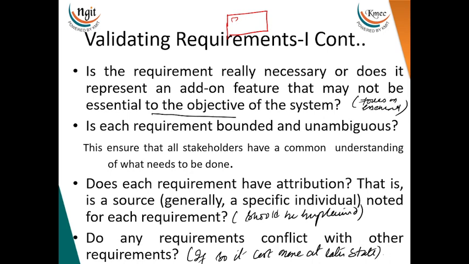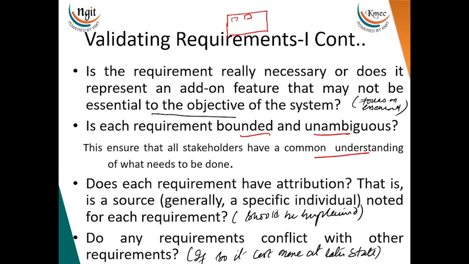So each requirement should be focused on the essential. Each module or each tab which is specified here should have an essential part, and this should be directly or indirectly related to our website. Each requirement should be bounded and unambiguous, to ensure that all stakeholders understand what each requirement is going to do. Unambiguous and bounded means they are commonly understood and they are doing some part.